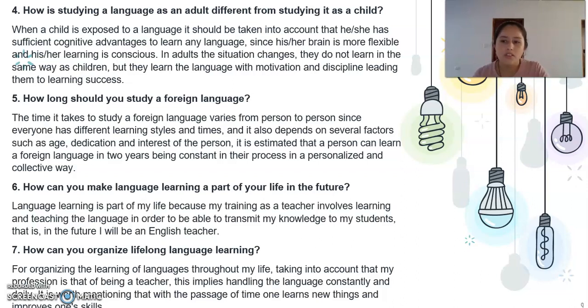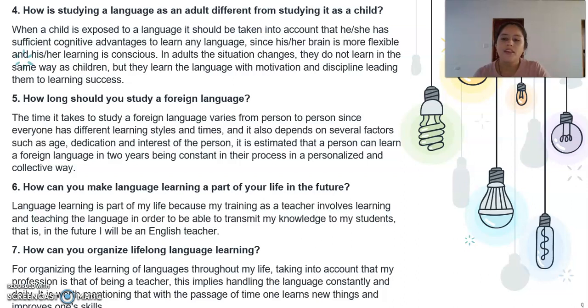Then the learning success. How long should you study a foreign language? The time it takes to study a foreign language varies from person to person since everyone has different learning styles and times, and it also depends on several factors such as age, dedication, and interest of the person. It is estimated that a person can learn a foreign language in 2 years, being constant in the process in a personalized and collective way.